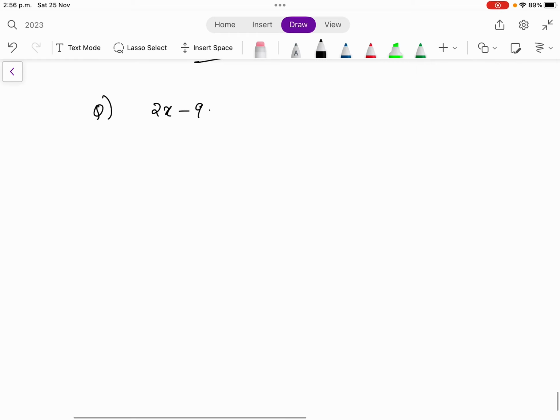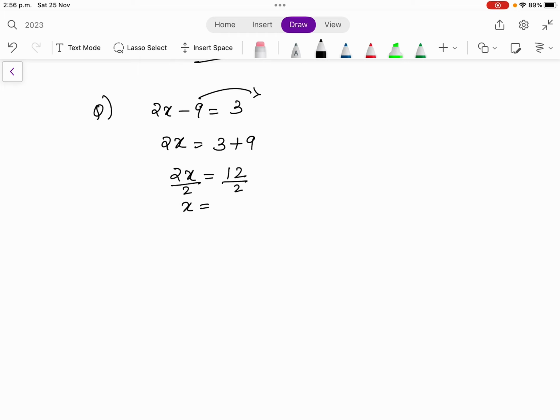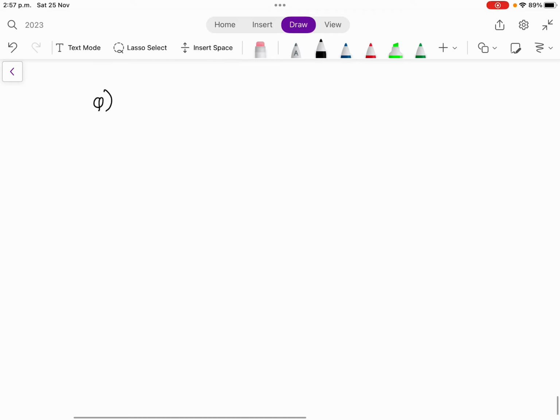2x minus 9 is equal to 3. So keep only x on the left side, bring the 9 to this side. So it is like 3 plus 9. So 2x is equal to 12. x is equal to, divide by 2, divide by 2. So the 2 will get cancelled, and x is equal to 6. Okay, we'll try another question here.